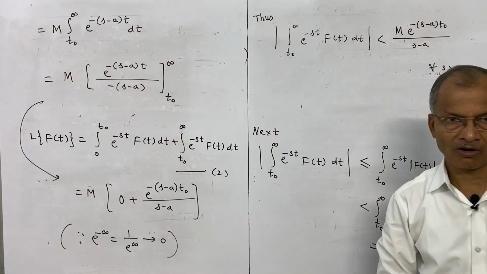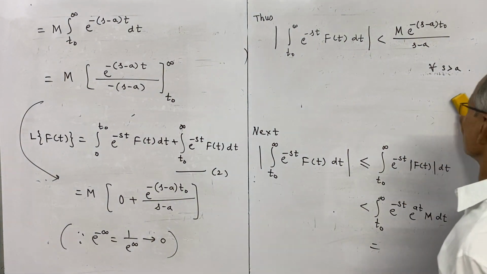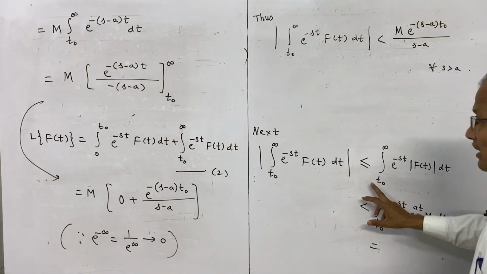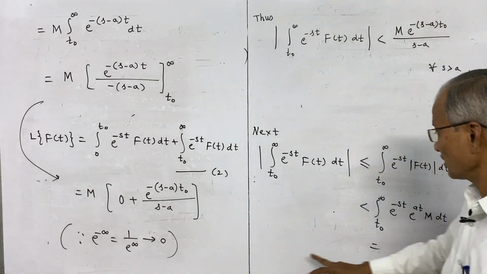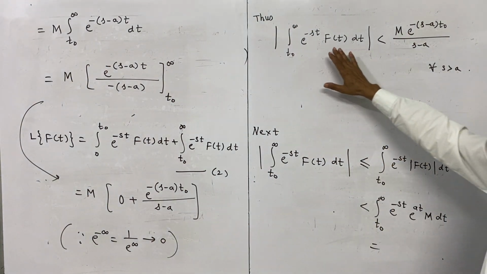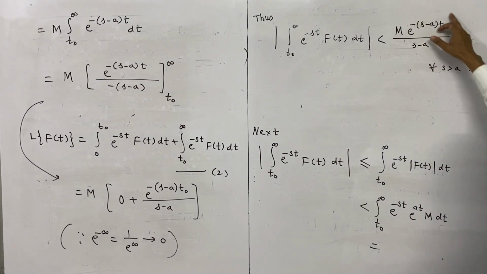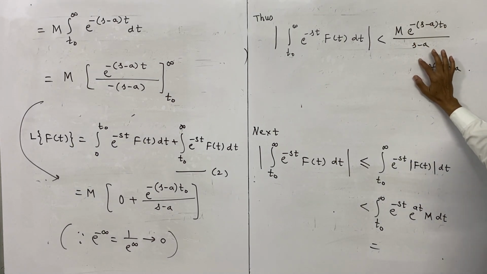This is the symbol for all. And what this suggests, you see, this is the left side I have written, and the relation between that left side and the final quantity is less than. So this integral's absolute value is strictly less than this expression. Now what about the value of this expression?